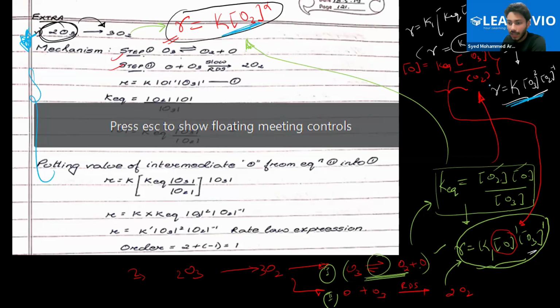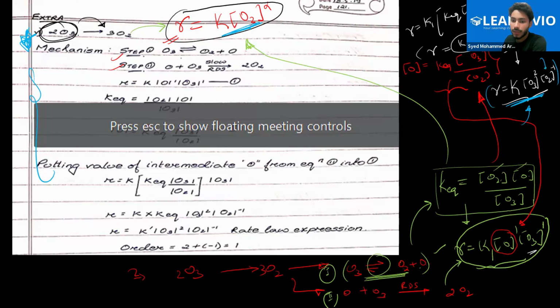Because I have explained to you that in my rate law expression, there is no concentration term which is associated with the product. But if you see my final answer, the concentration of the product is also there, which is O2 to the power of minus 1. It means that my rate law expression also depends on the concentration of my O2.